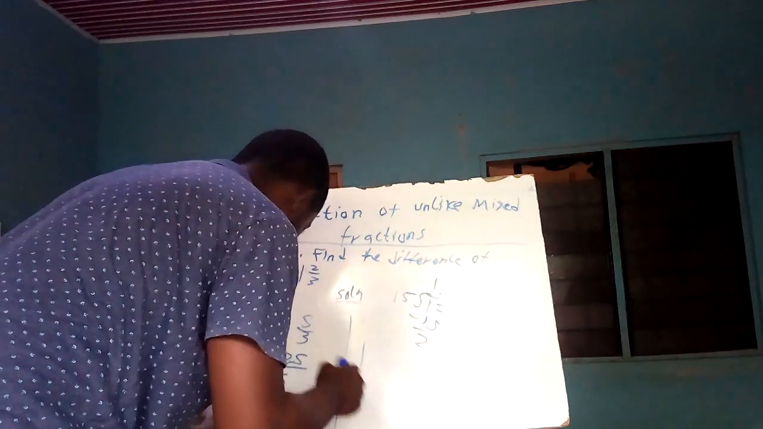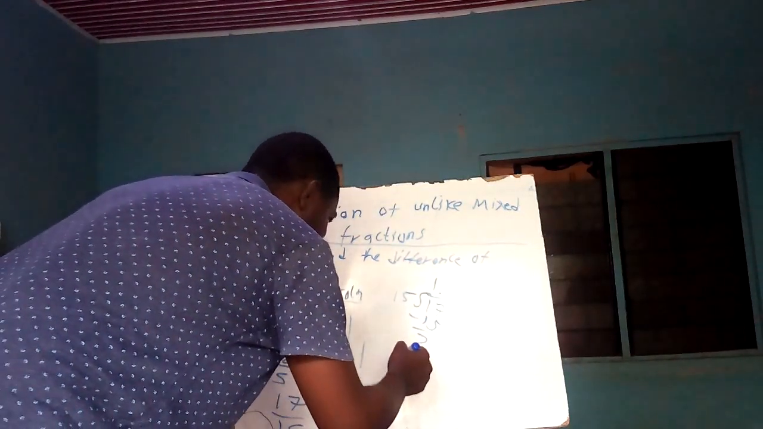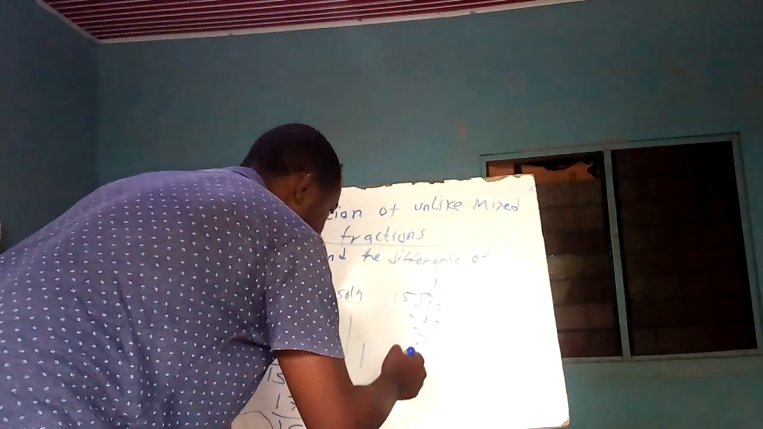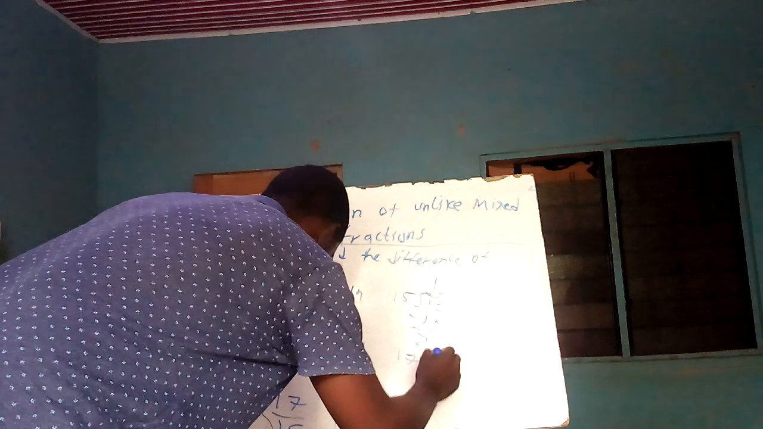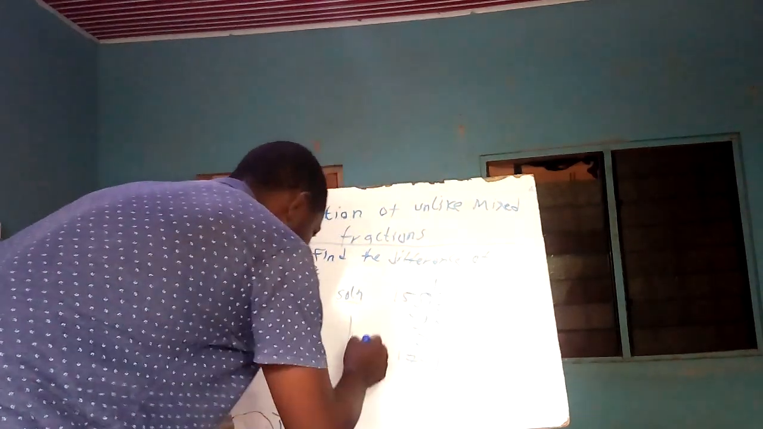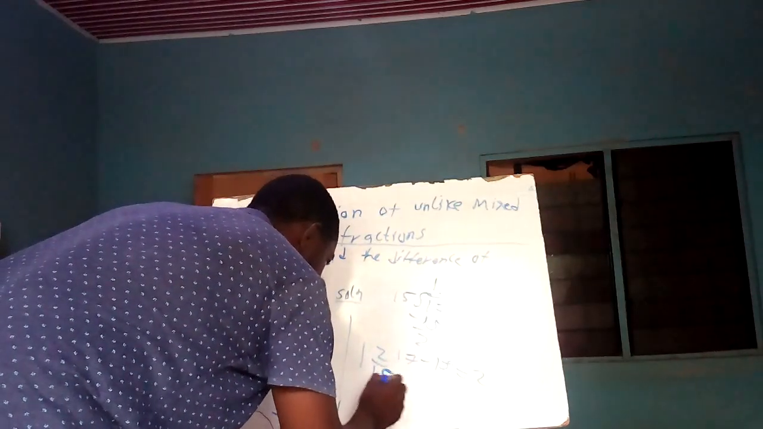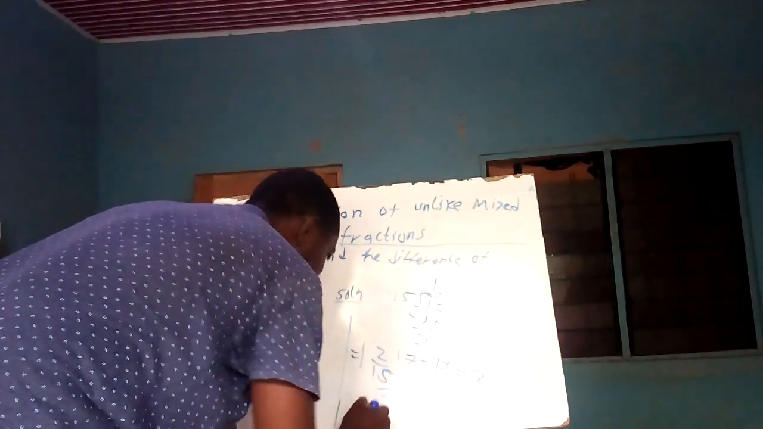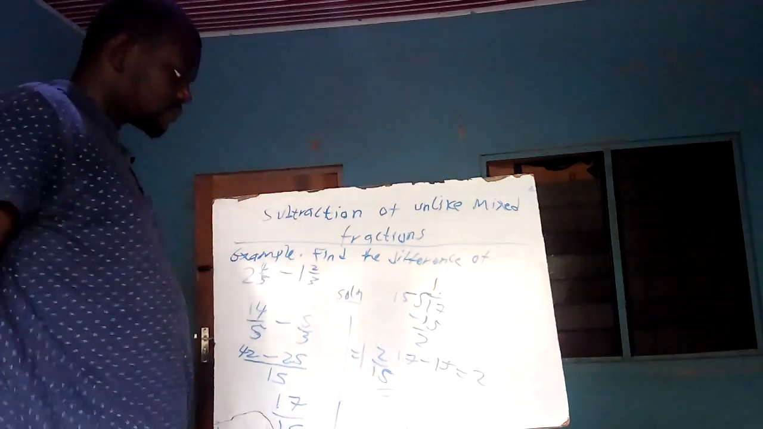Now 17 minus 15, we get 2. So therefore, 1 whole number, 2 over 15. So this is the final answer: 1 whole number, 2 over 15.